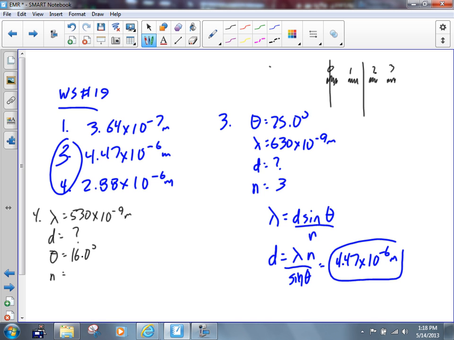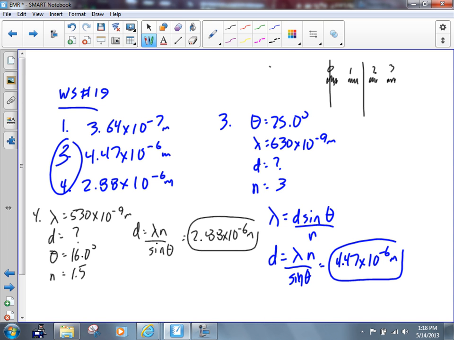1.5. So once again, let's say lambda is equal to d sine theta over n, or d is equal to lambda times n over sine theta. 530 times 10 to the minus 9 times 1.5 divided by sine 16 degrees should give us 2.88 times 10 to the minus 6 meters. Is that one okay? Yep.